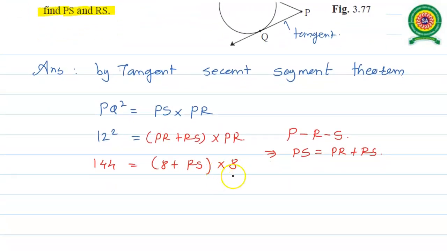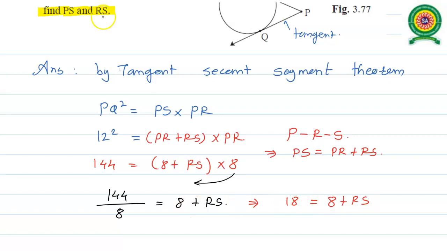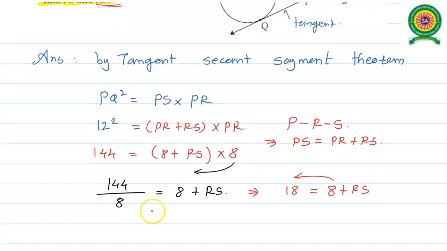Shift 8 from RHS to LHS. It is a multiplier, after shifting it becomes a divisor. 144 divided by 8 equals 8 plus RS. Now 144 divided by 8 we get 18 equals 8 plus RS. We have to evaluate the value of RS, so shift 8 from RHS to LHS. So we get 18 minus 8 equals RS. So the value of RS is 18 minus 8, which is 10 units.